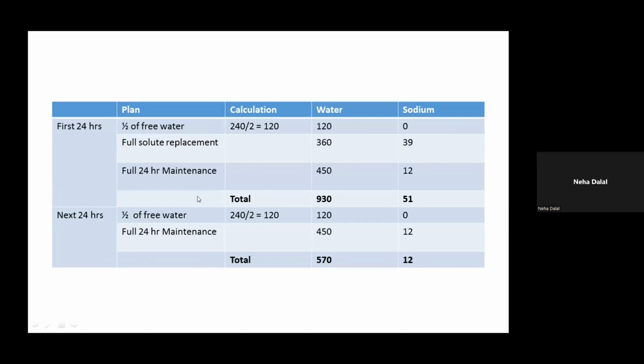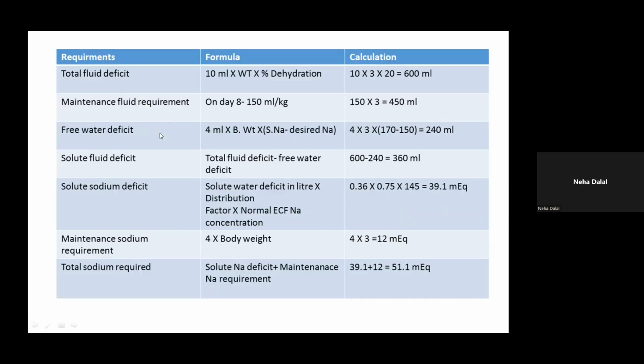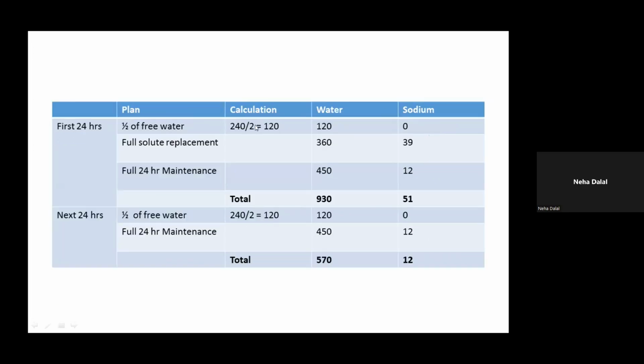So we calculated all the deficits. So how to give this fluid? In the first 24 hours, half of the free water has to be given. Just to remind you how much free water there was: 240 ml was the free water. So half of this free water is given in the first 24 hours and the other half is given in the next 24 hours, because this is moderate dehydration, so we need to correct it over 48 hours. So 120 is the water. The solute replacement came out to be 360 ml and maintenance at 150 ml per kg was 450.